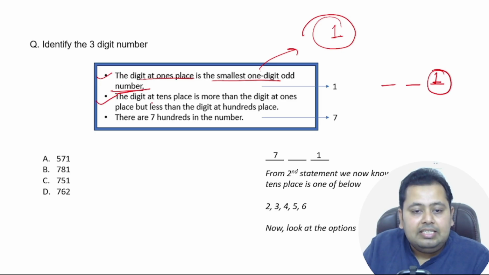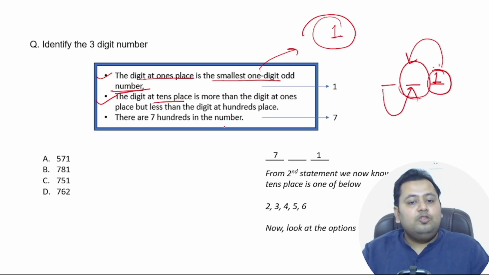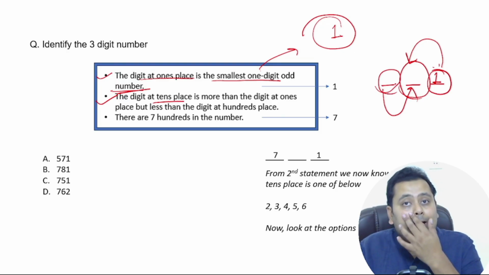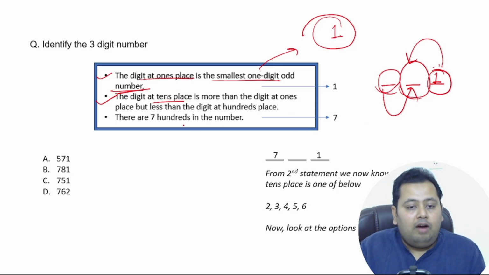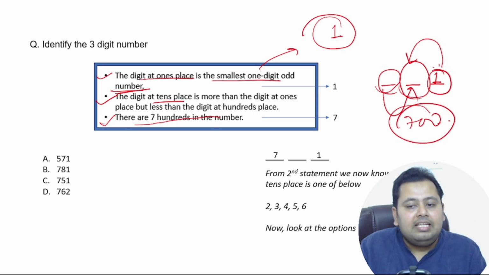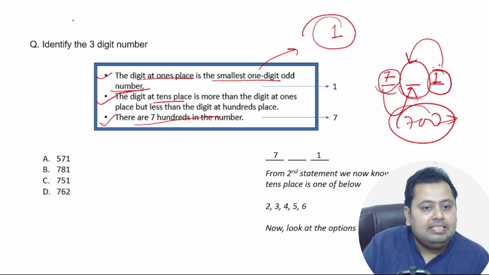Now, as I've already discussed, the number in the tens place is greater than the number in the ones place, but lesser than the number in the hundreds place. So we will come to it. We'll first read the third sentence and then try to make an inference out of it. The third sentence says there are 700s in the number. So if there are 700s in the number, this directly says that the first number is 7, right? If you know how the number actually breaks down.